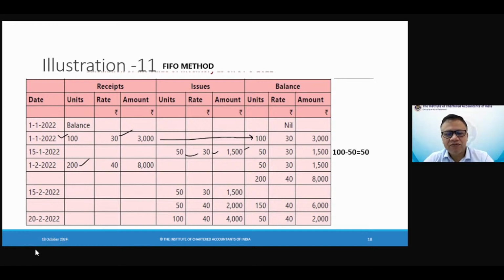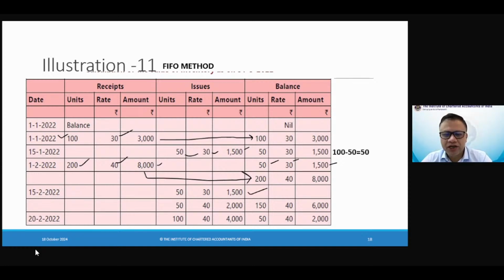Next, on 1st February, you took 200 at the rate of 40 rupees. You gave 8,000. You got 8,000, you purchased. But the balance now is 50 at 30, earlier 1,500, and 200 at 40 is 8,000. So now no issues is made. So as on 1st February, if you see, the balance remains the same.